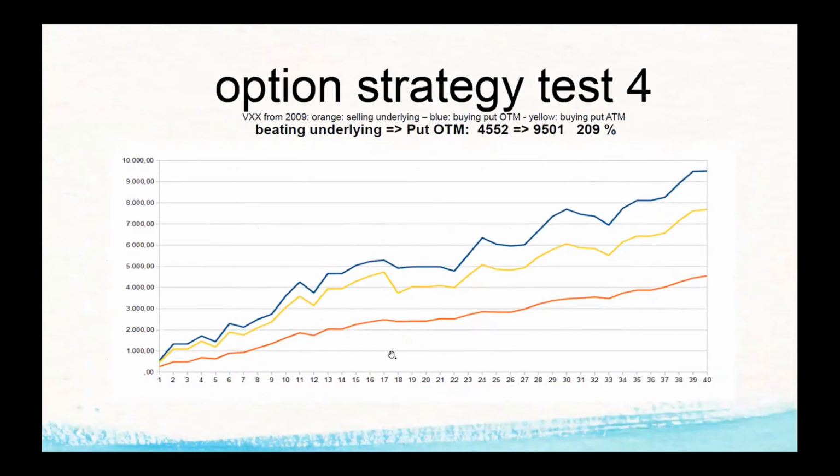And this is now a test of an option strategy on VXX. There is more data available. So you see, these are now 40 trades. The orange is trading the underlying, but don't short VXX. It's really too risky. Blue is buying a put out of the money, and yellow is buying a put at the money.